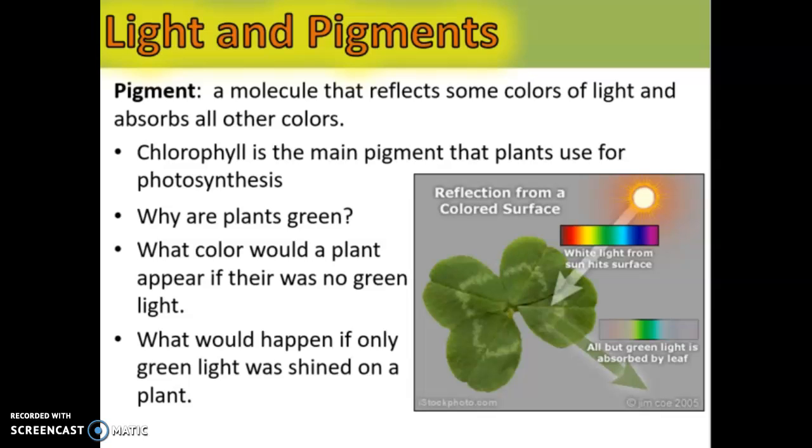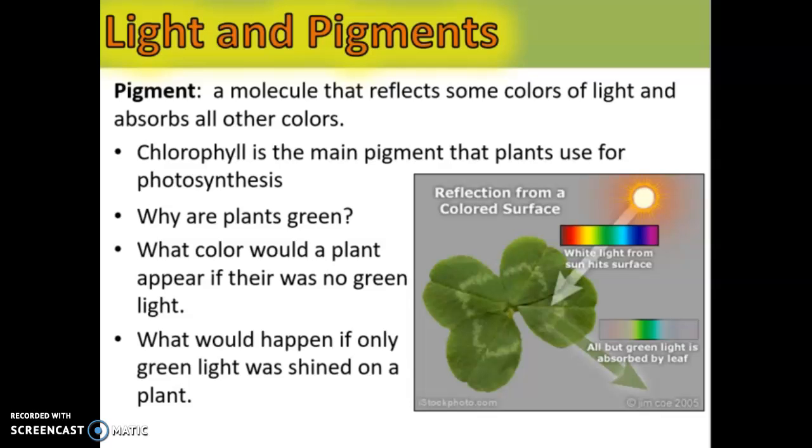However, if you were to shine only green light on a plant, that plant would appear green, but it would also have a hard time surviving because it wouldn't be able to photosynthesize, right? If you're reflecting green light, you can't absorb it, and therefore you can't do photosynthesis. So even if a plant looked perfectly healthy, it wouldn't be able to make its own food through the process of photosynthesis.